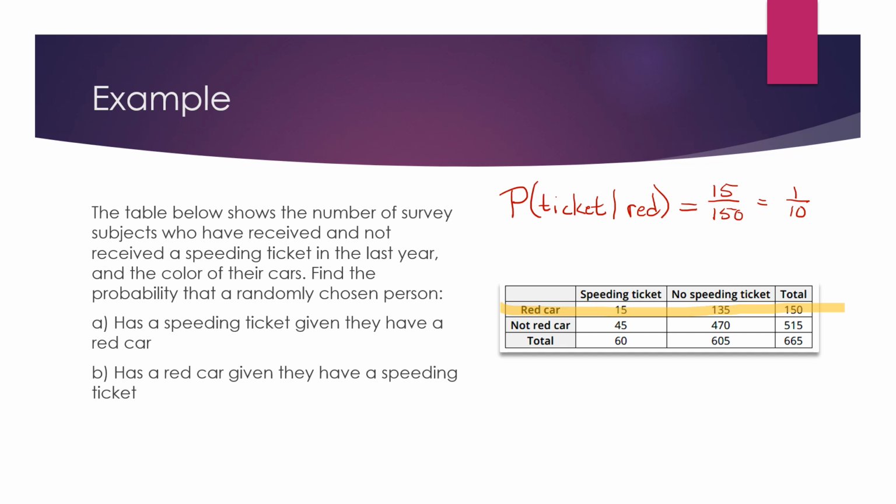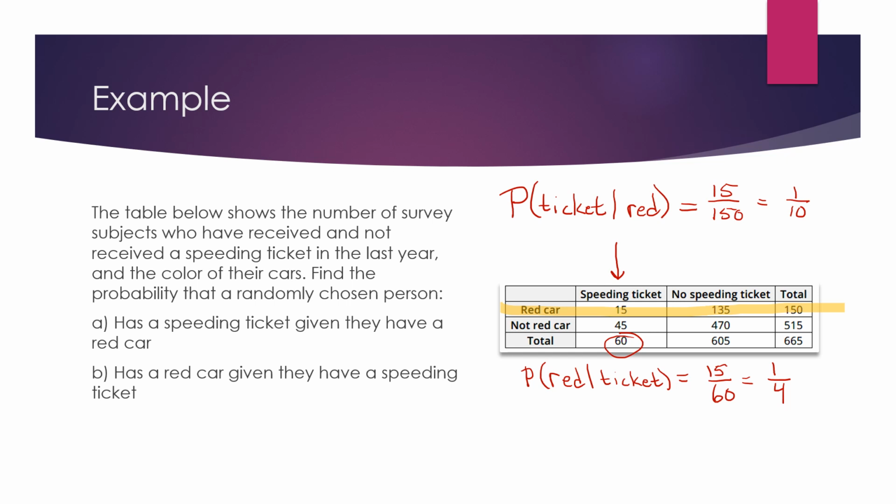The second part, we want to know the probability of a red car, but this time the given is that they did get a ticket. So this changes it up. So we're going to use this column instead straight down. So people who did get a speeding ticket, there are 15 that have a red car, but it's only out of 60 people with a ticket. So that is going to be 1 out of 4 of the tickets.